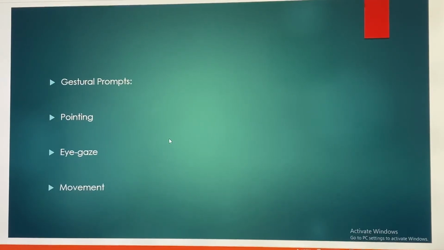Gestural prompts can also take the form of eye gaze. For example, if you're doing a chain and a learner forgets to do something, you can prompt them just by looking at the thing that they missed, and that will be a prompt for them to continue from where they left off, or do what they missed.